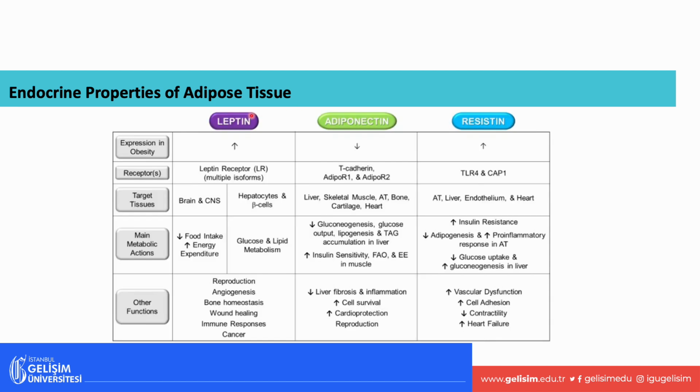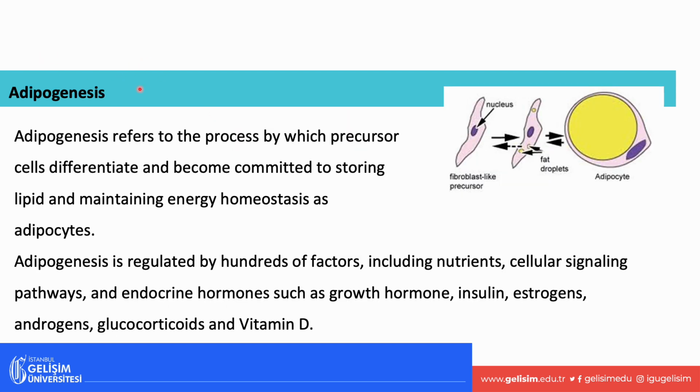So again, this table over here, it's showing you the hormone and it's telling you which target tissues are affected by it, its metabolic actions and other activities or functions that they have. So be sure you study this and look at this. So we mentioned adipogenesis a couple of slides ago.